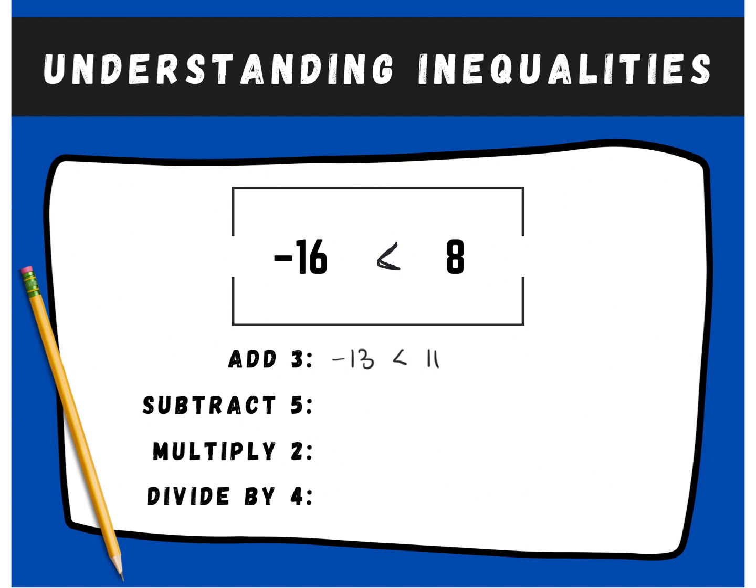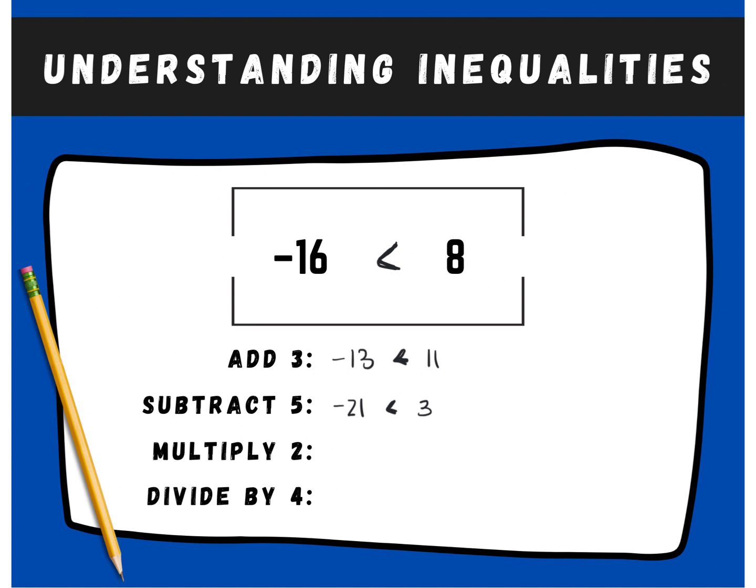What if I went back to negative 16 and 8 and I subtracted 5? Negative 16 minus 5 is negative 21. 8 minus 5 is 3. And negative 21 is less than 3. So far, nothing too surprising. And hopefully what you're thinking is, well, if I add 3 to both things, then the larger number is still larger. If I subtract 3 from both things, then the larger number is still larger.